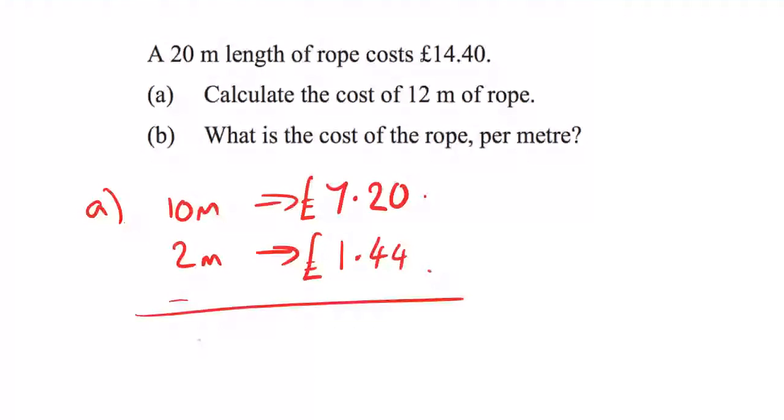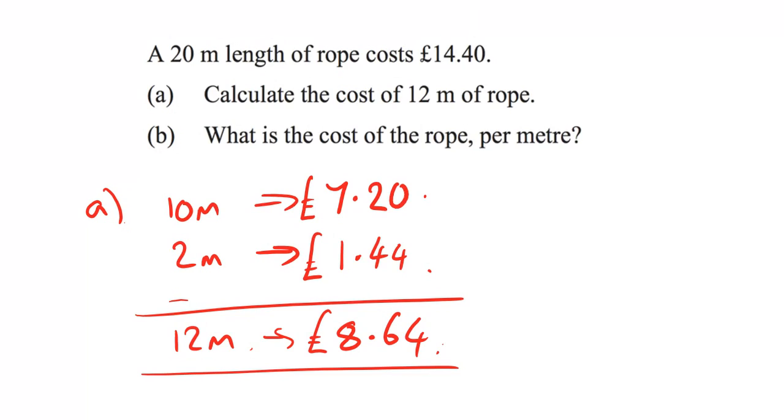So if I want to find 12 meters of rope, then I just have to add these two things together to work out that combined cost. I'm adding 10 meters of rope to 2 meters of rope. Well, that's going to be £8 and 64 pence. I hope that helps you to understand how this is working.